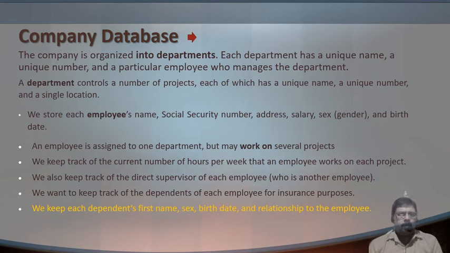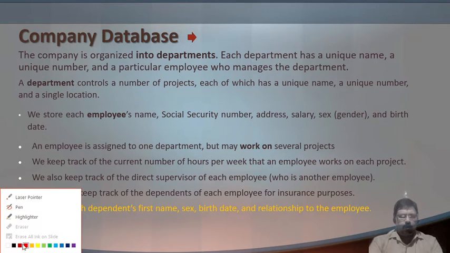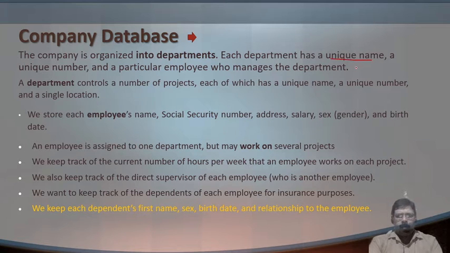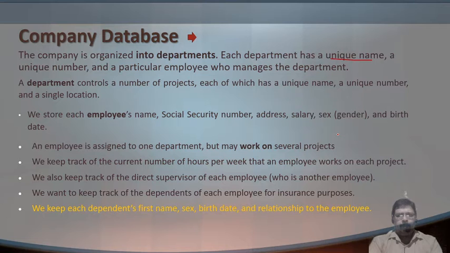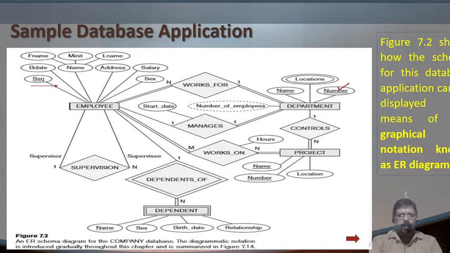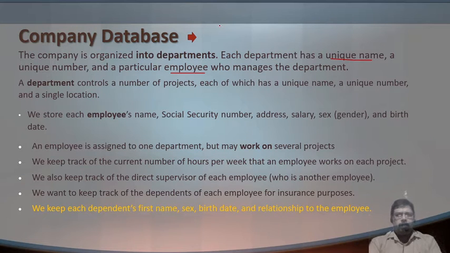Here the company database is organized into departments, and each department has a unique name. About that we have discussed. Unique means there is no duplication of records, so each department will have a unique name, and that we are representing by keeping the primary key for department number. Then a particular employee in the department also has a unique identity, and that we are managing by SSN in the employee table. His SSN number will be unique, and the department also controls a number of projects.